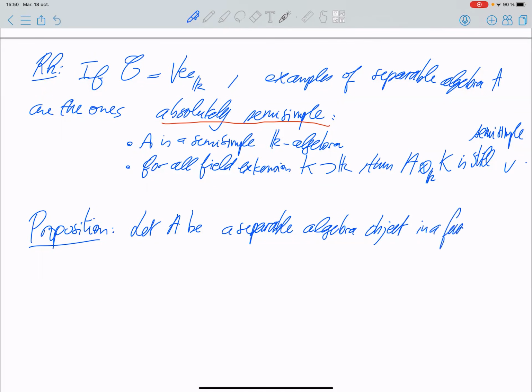In a fusion category. So here we need the fusion category structure. Tensor category may not be enough to prove this proposition. Then the category we define, we reviewed yesterday, of A modules is semi-simple.